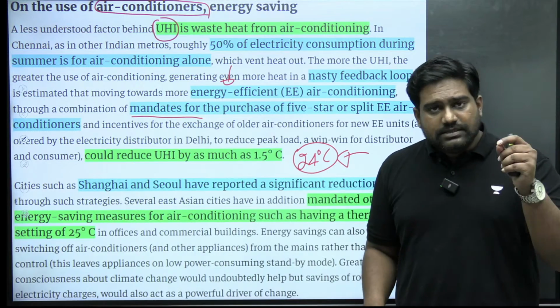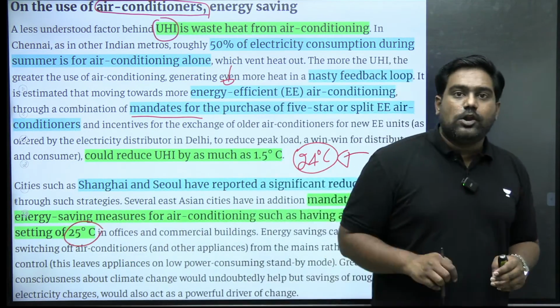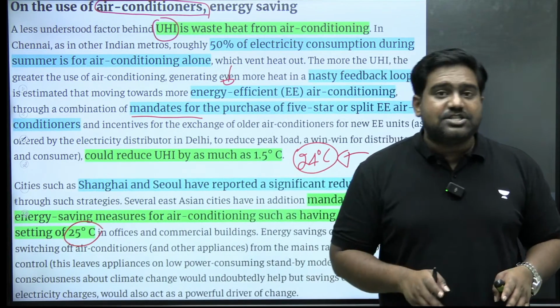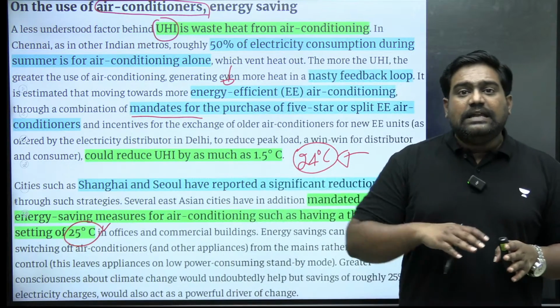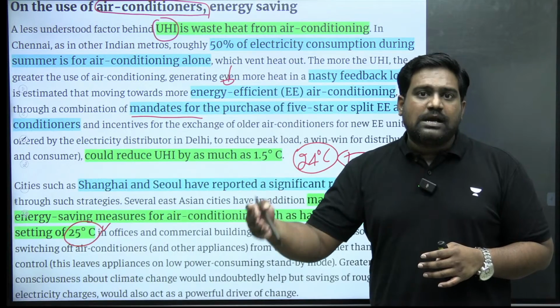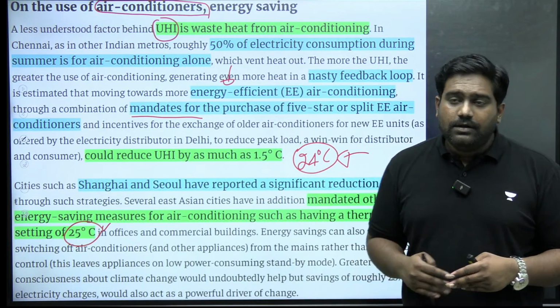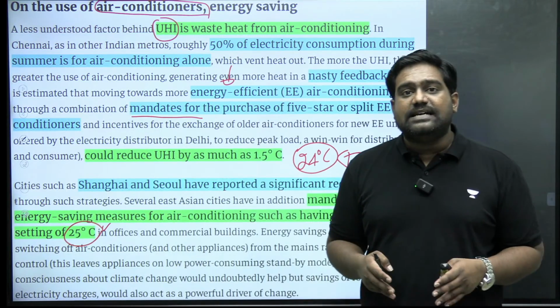In these cities, the minimum temperature has been locked at 25 degrees. That is the setting which has been locked. Especially for offices and commercial spaces, the temperature setting is locked at 25 degrees so that the heat expelled through the ACs is kept minimal, which would help in counteracting the urban heat island effect. So such regulation of air conditioners is needed in Indian cities as well.